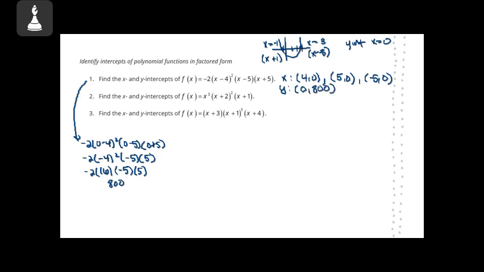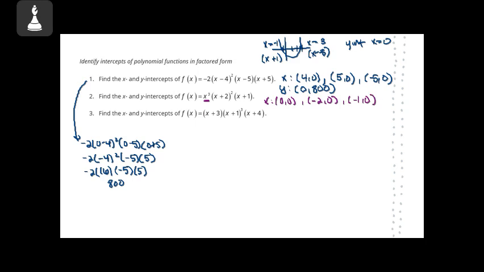Okay, let's look at number 2. We have an x on the outside, so that means x is 0. So 0, 0. x plus 2 means the value is negative 2, and x plus 1 means the value is negative 1. So remember, if you have the factored form, the 0 is the opposite of what's listed. And if it's just an x, you get 0.